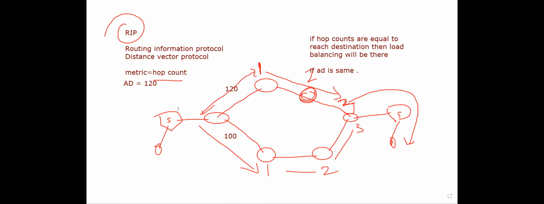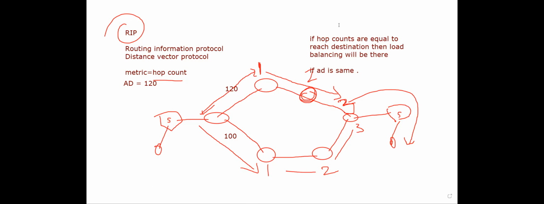Now AD value is used because RIP is using the path automatically. For example, my company owner says that you have to change the path. Okay, so what to do? I am going to change the administrative distance from 120 to 100, 90, 80. So we can change the path accordingly with the AD value. Okay, so that's why it is used. But if AD value and hop count both are equal, then load balancing will be there in the RIP protocol.